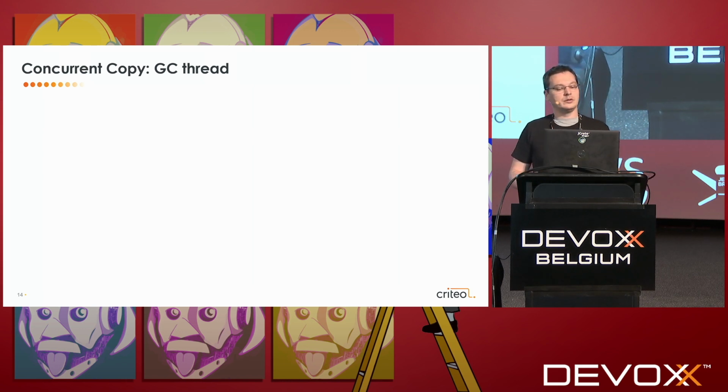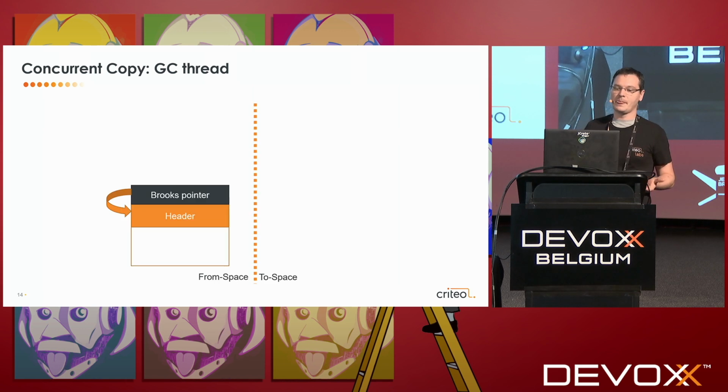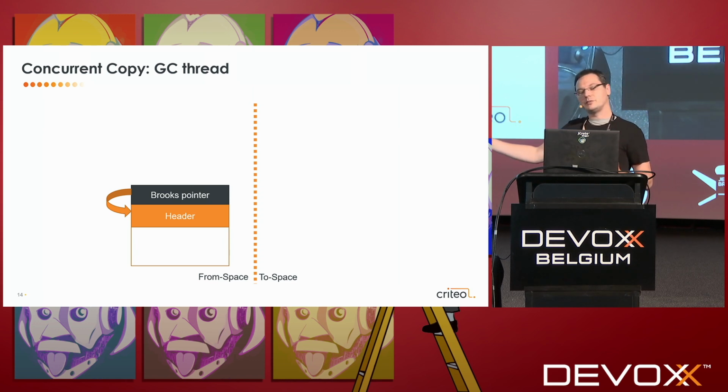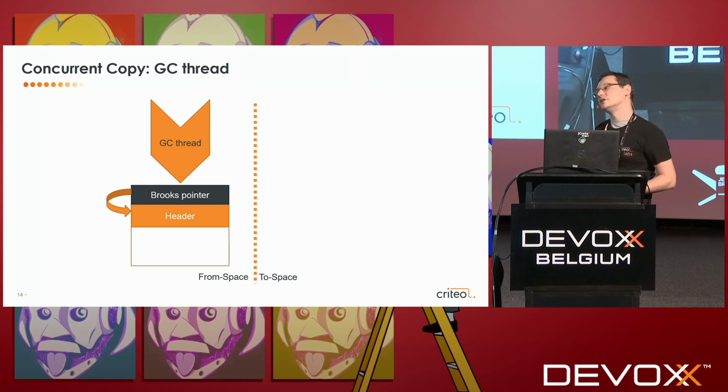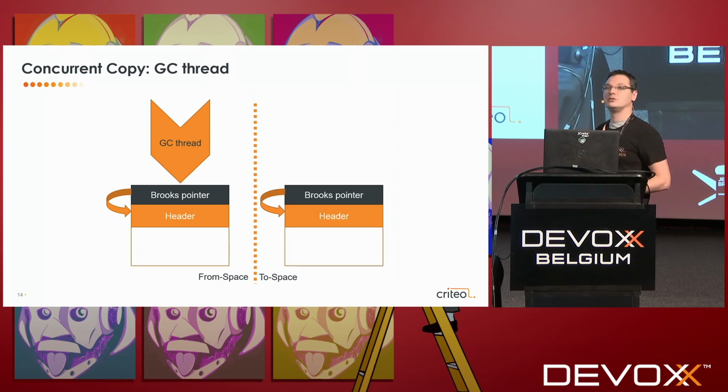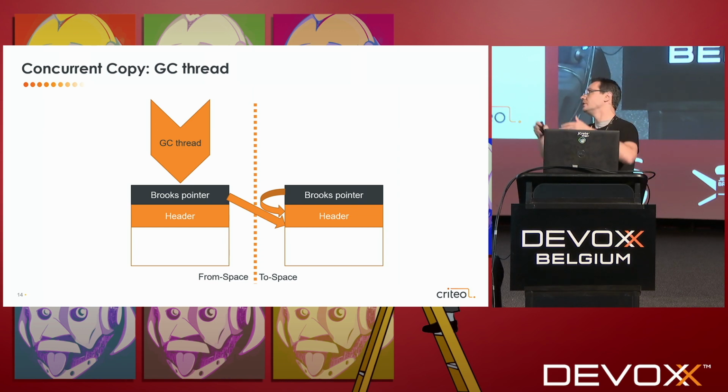So, how is the concurrent evacuation done by the GC thread? We have an object that is in a from space region, and we need to evacuate it to the to space. So the GC thread comes and goes to this object, copies the object into the to space, and updates the Brooks pointer so that all the old references pointing to the object in the from space will be redirected to the to space object. That's fine.